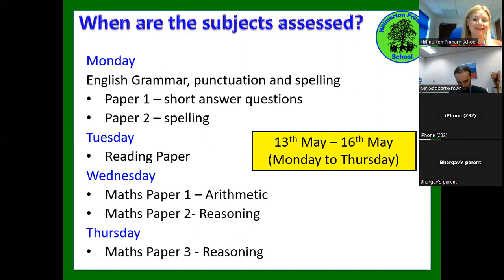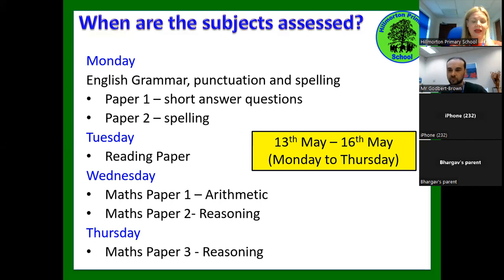The reading paper is an hour, so that's the longest out of all of the papers, because they have to have time to read the texts and answer the questions on them. On Wednesday, they sit two papers, the maths paper one, which is an arithmetic paper, which is 30 minutes, and then maths paper two, the reasoning paper, which is 40 minutes.